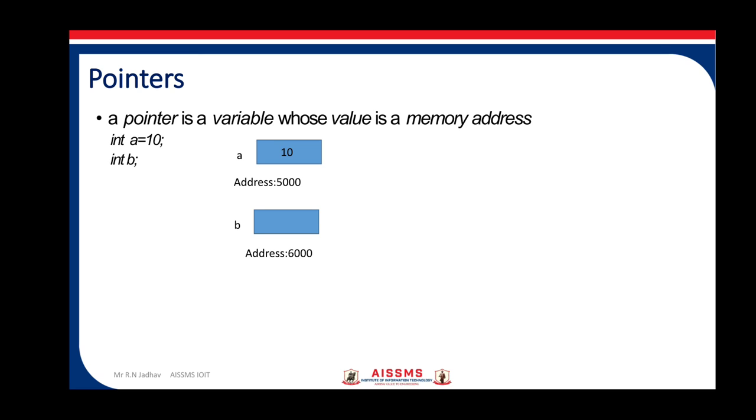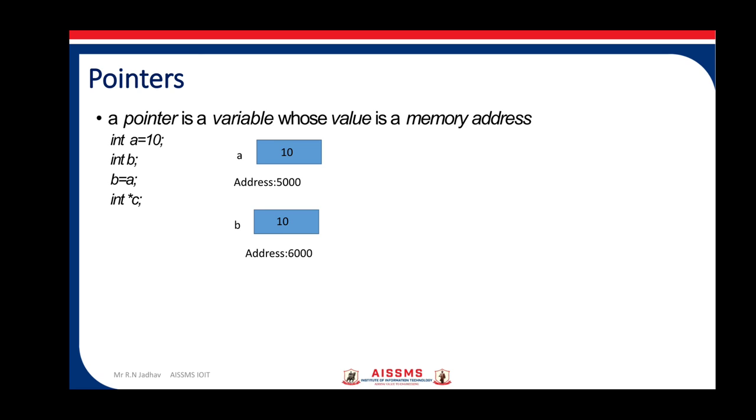So another memory location will be allocated for b. Now I am assigning the value of a to variable b. So what value gets assigned at memory location 6000? That is 10. Now I am declaring a variable as a pointer.